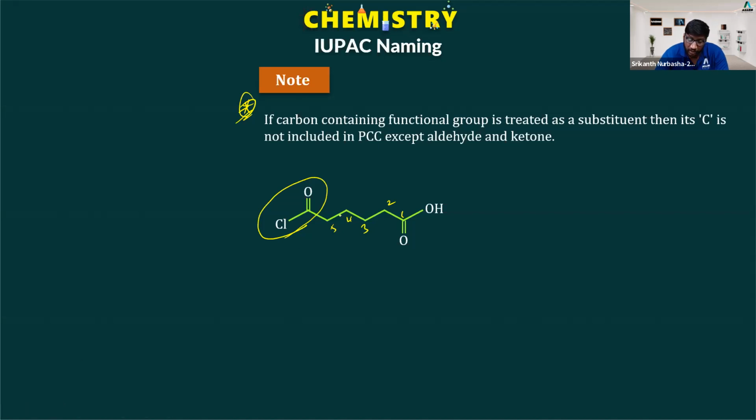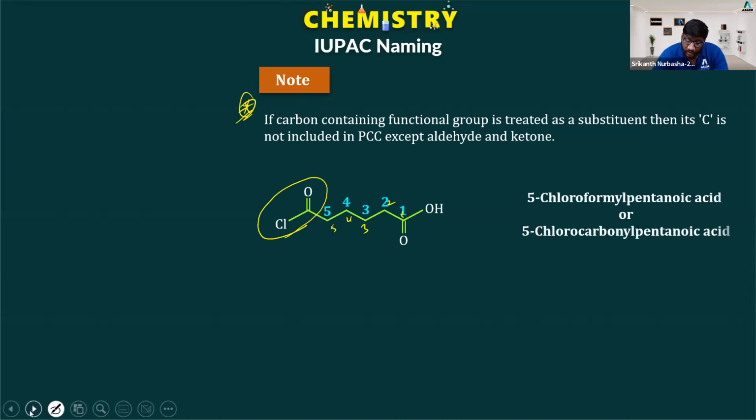5-chlorocarbamyl, because everywhere you have carbon-carbon single bond, so pentan-1-oic acid. Numbering 1, 2, 3, 4, 5 has to be given, and you should not include the carbon of C double bond Cl because it is treated as a substituent now. That can be done only if it is the parent. If it is an aldehyde or ketone, then only you should include the carbon in the parent carbon chain. So 5-chlorocarbonyl or 5-chloroformyl pentanoic acid.